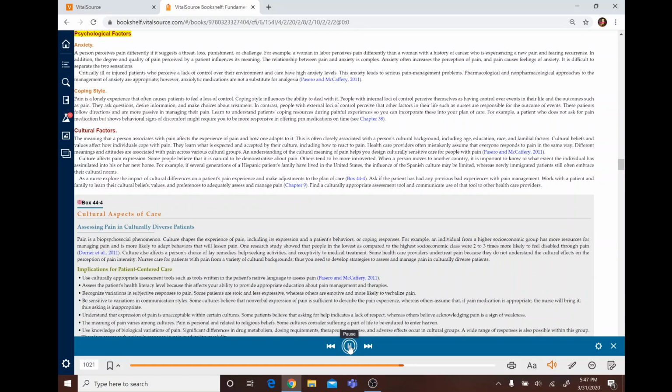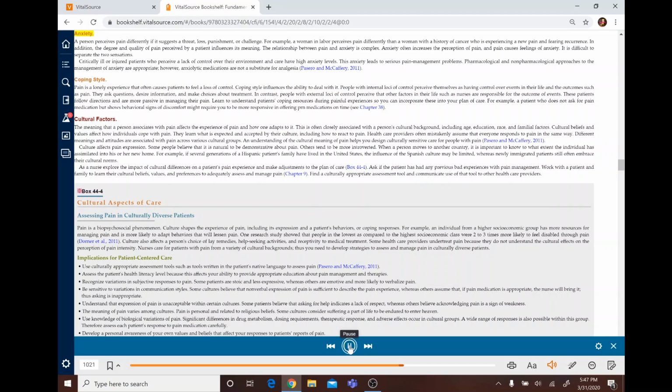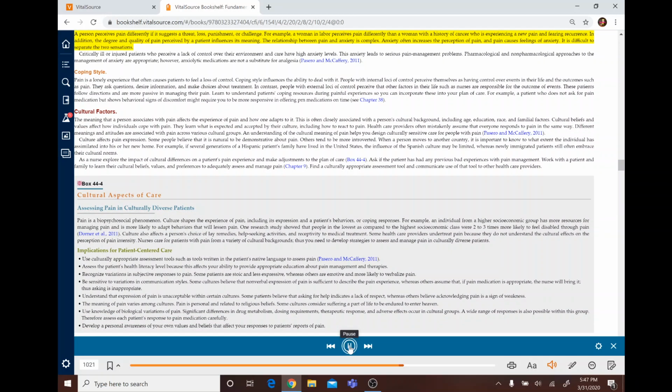Psychological factors. Anxiety. A person perceives pain differently if it suggests a threat, loss, punishment, or challenge. For example, a woman in labor perceives pain differently than a woman with a history of cancer who is experiencing a new pain and fearing recurrence. In addition, the degree and quality of pain perceived by a patient influences its meaning. The relationship between pain and anxiety is complex. Anxiety often increases the perception of pain, and pain causes feelings of anxiety. It is difficult to separate the two sensations.